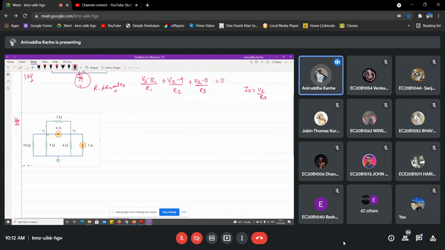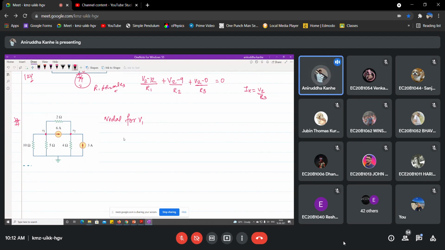Now, how many nodes are there? This is node 1, V1. That's 2, V2. Let's write the nodal equation with respect to V1 and V2. Let us start with V1.